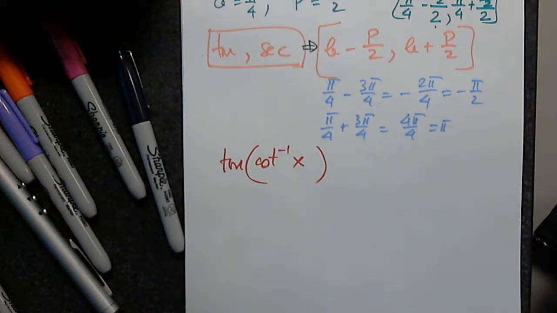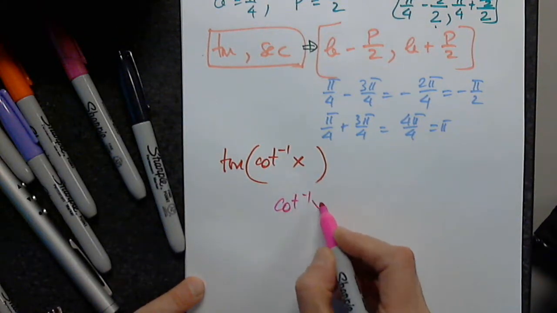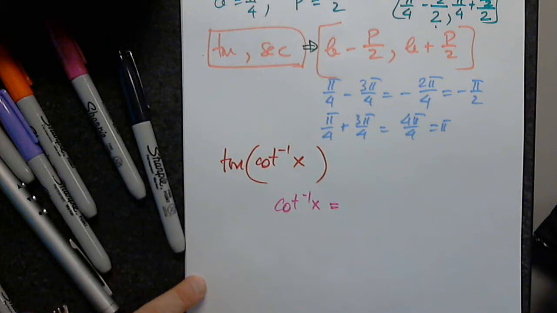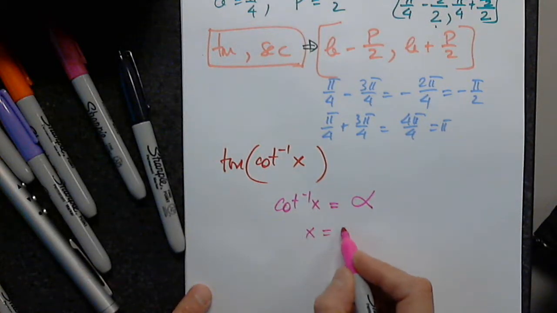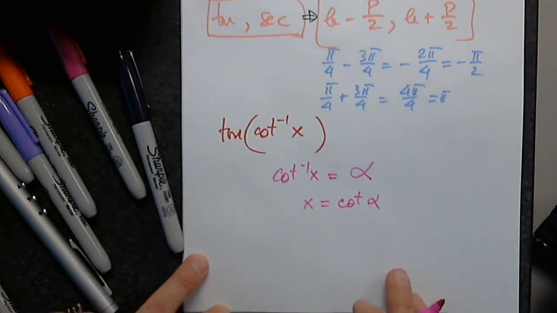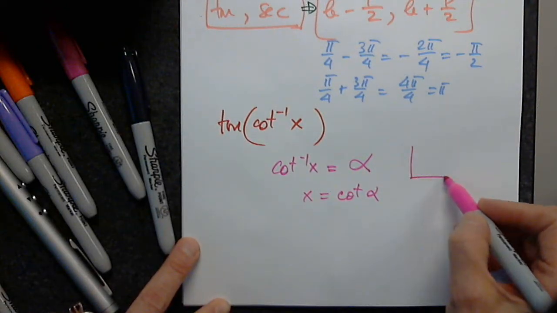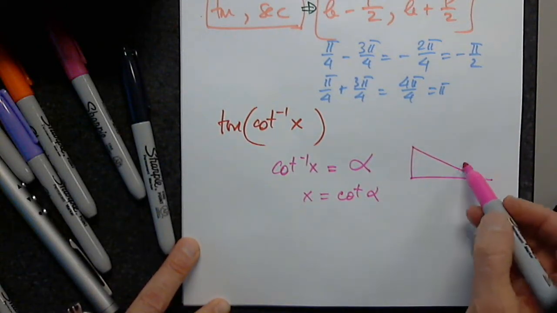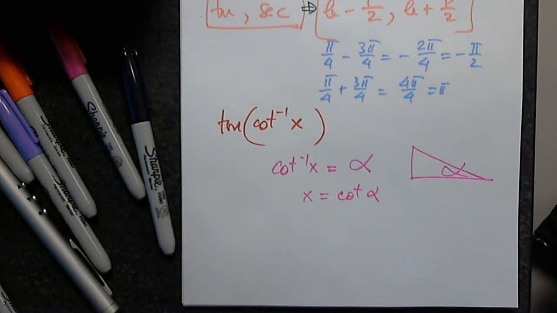So you'll see, especially with function composition. Okay, so cotangent inverse x, what is it? An angle. What will I do next? Yes, so x equals cotangent alpha, which means there is a right triangle somewhere with an acute angle alpha. And we do know something about the hypotenuse of 1.